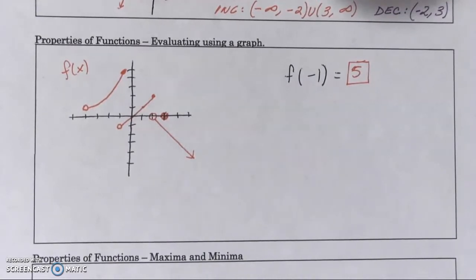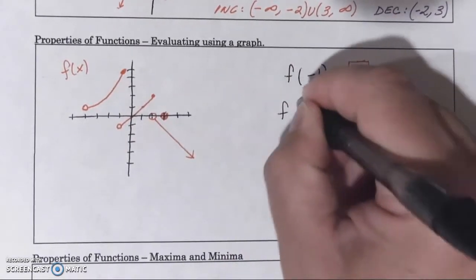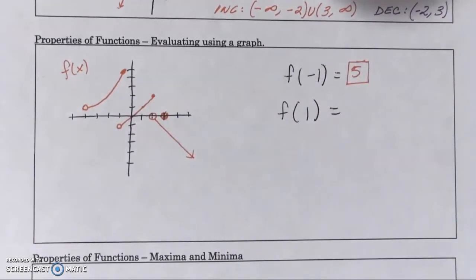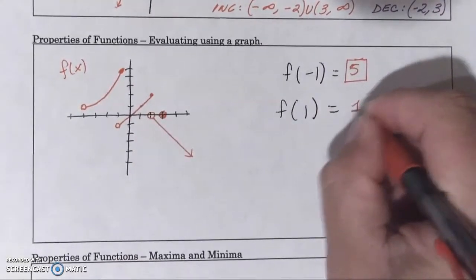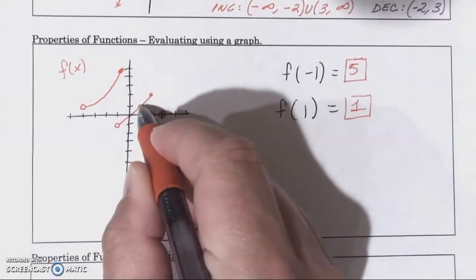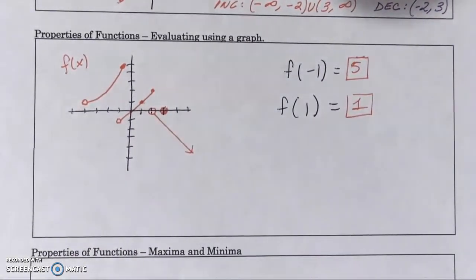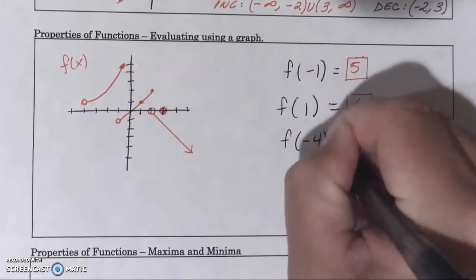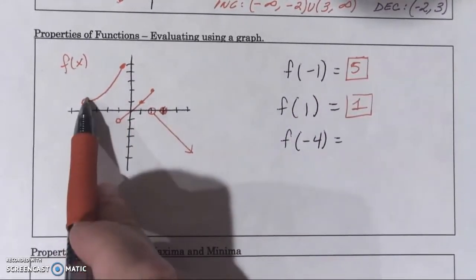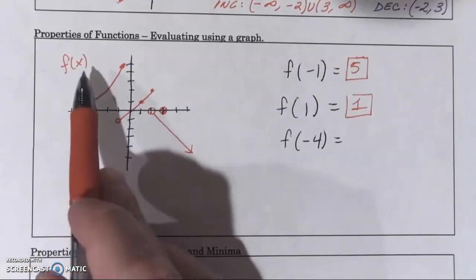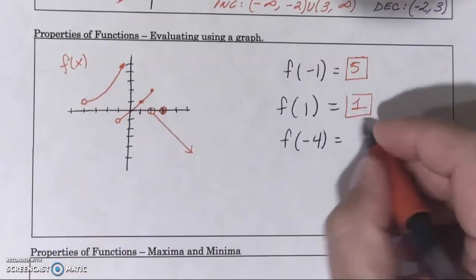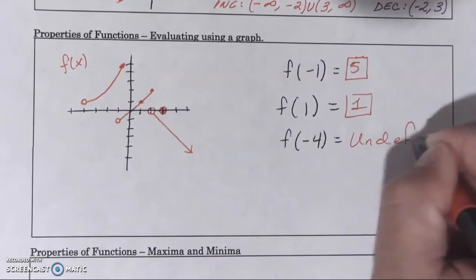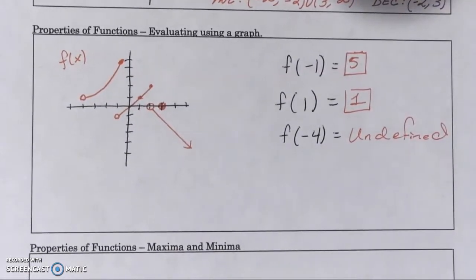Okay. We could ask for f of 1. F of 1 is 1, as you can see right here. X equals 1, f of x or y equals 1. All right, we could ask you f of negative 4. Well, if we go over here to negative 4, there's only an open circle. I have no defined points at x equals negative 4. So that would be undefined.